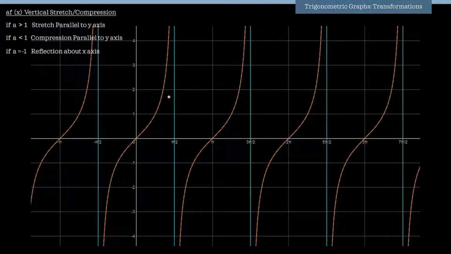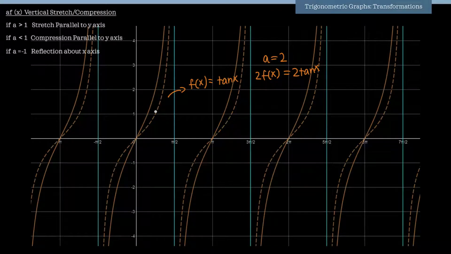Now for the final example, here I have the graph of tan x. This is the function of tan x here. Now for this transformation, let's suppose that a is 2. So the graph of 2 f of x, meaning 2 tan x, is going to be a vertical stretch of this graph by a factor of 2. So this graph is going to look like this. Here this point which was at 1 went to 2, and this point which was at 2 went to 4, because 2 times 2 is 4.